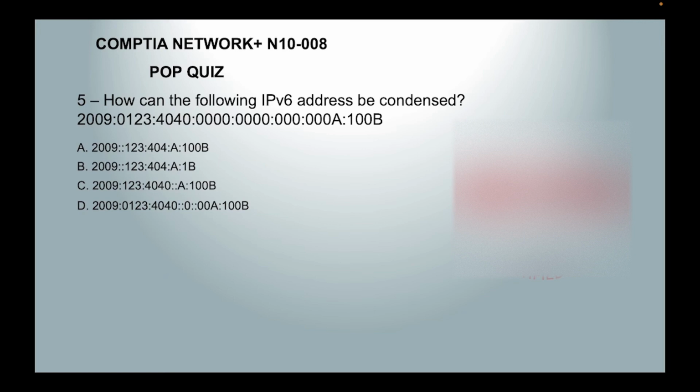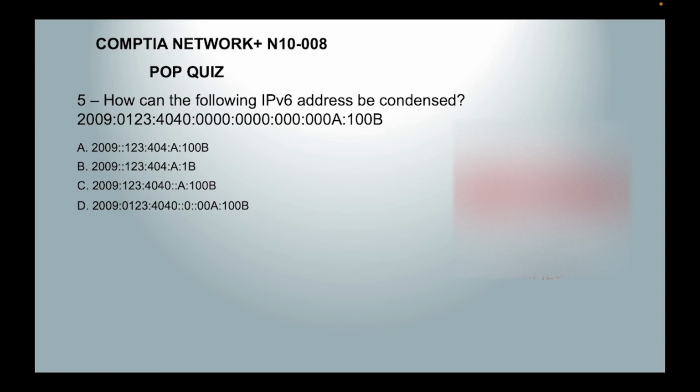Number 5. How can the following IPv6 address be condensed? We have 2009:0123:4040:0000:0000:0000:000A:100B. Is it A, 2009::123:404?